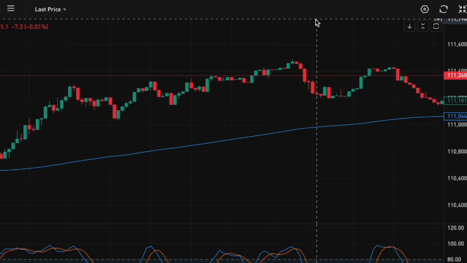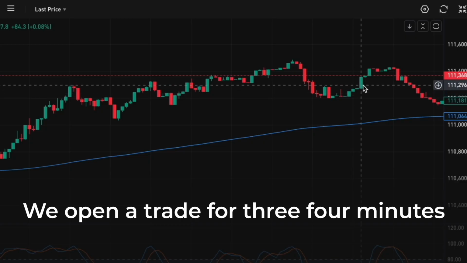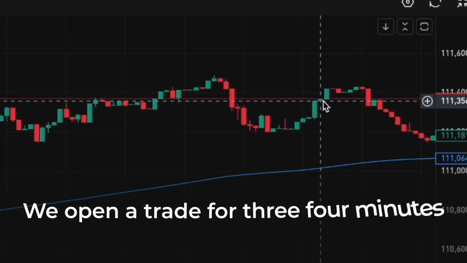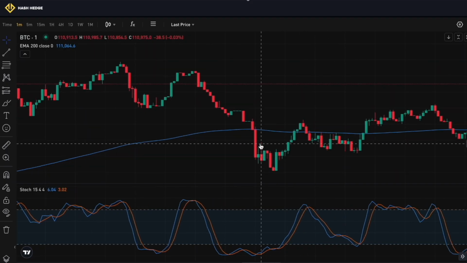We have fast, very accurate trades. We open a trade for 3-4 minutes, for 3-4 candles. And here we already locked in the profit. Let's see what signals we have next.